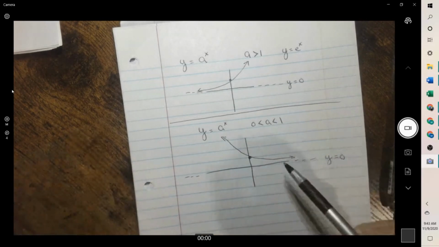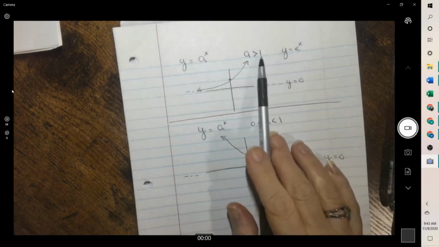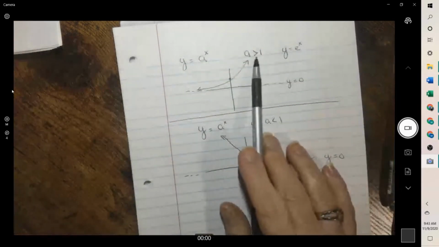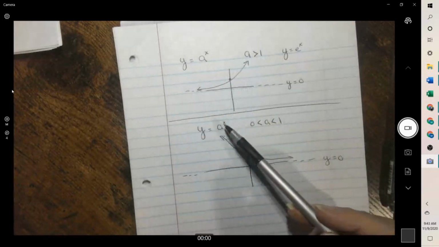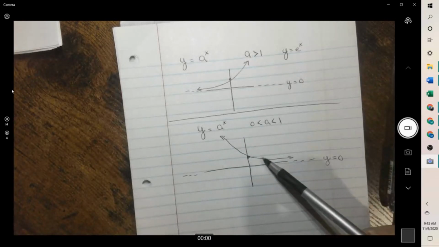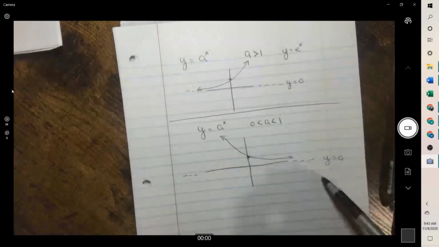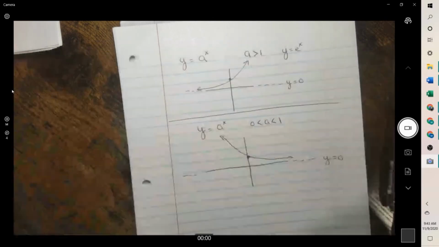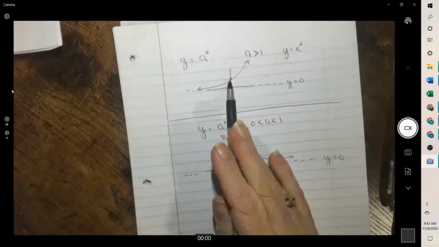So when you're shifting, you want to make sure you remember that. If a is greater than 1, or if it's e, which is also greater than 1, it grows quickly. When it's between 0 and 1, it decreases quickly. They both have the same horizontal asymptote, and they both cross at the same spot that you're going to use to shift.